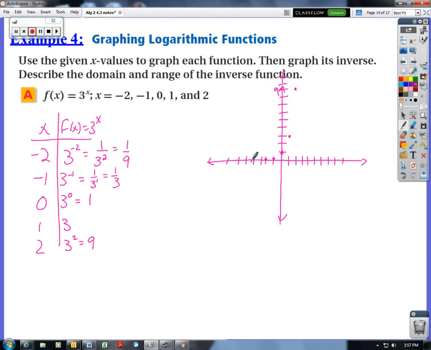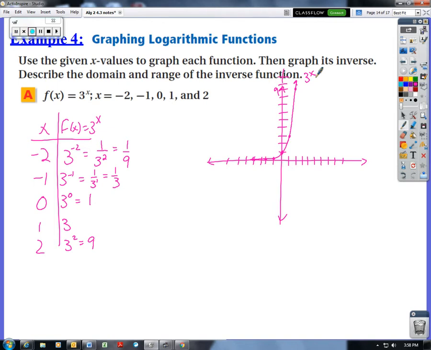So I'm going to draw this nice, beautiful curve, 3 to the x. You do need to be able to graph those by hand on your own on the quiz coming up. Just make a t-chart and use your exponent rules and come up with your equation.